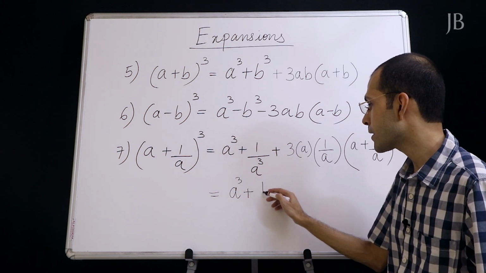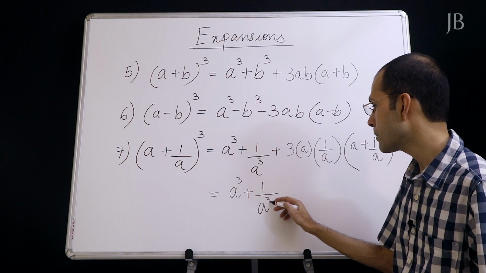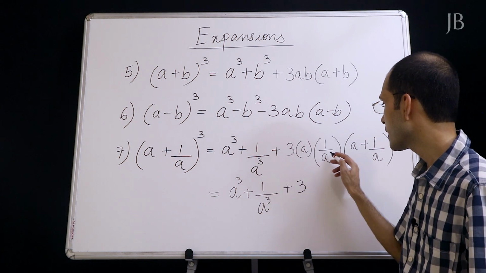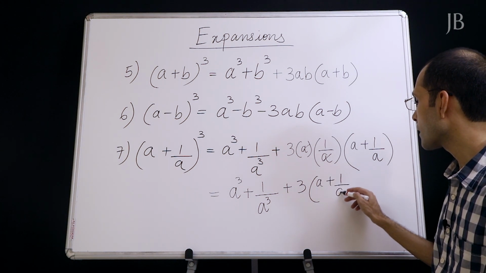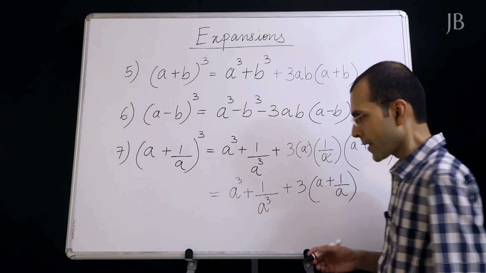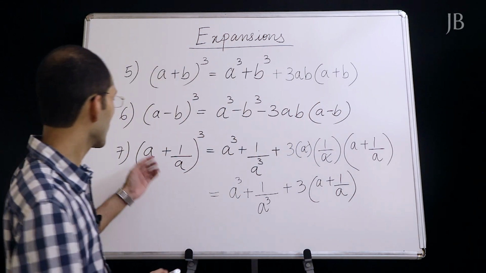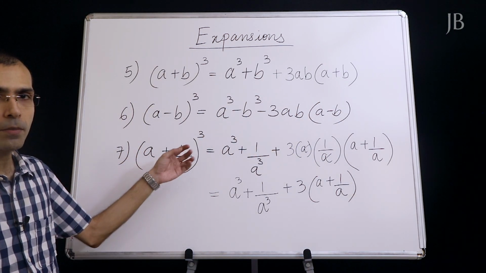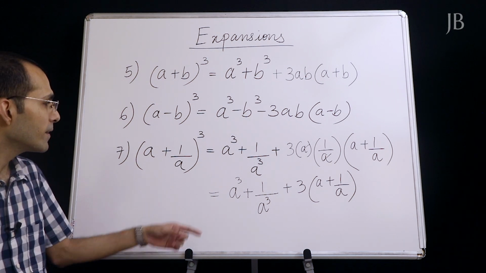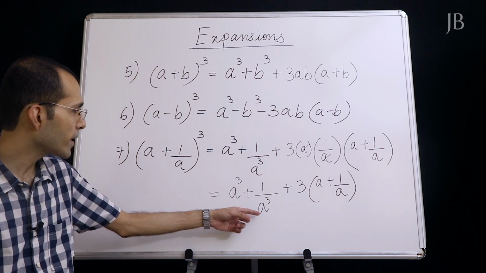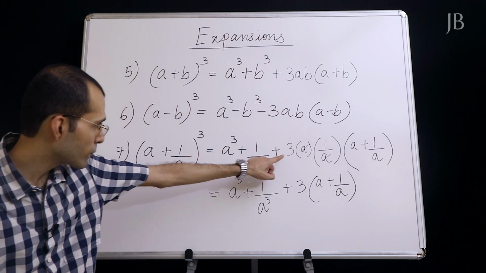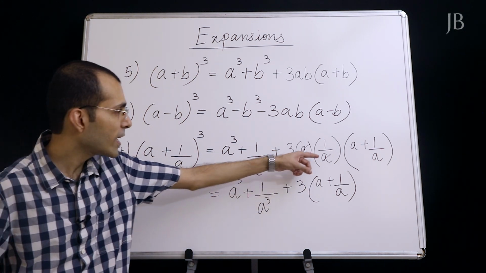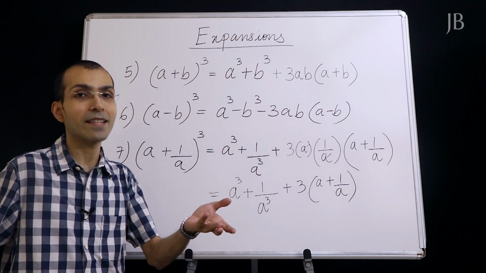It could be a cube plus 1 upon a cube plus 3 into a plus 1 upon a. So comfortable? So a plus 1 upon a the whole cube will finally result in a cube plus 1 upon a cube plus 3 into a plus 1 upon a. But always make a habit of showing this step. You know, every time it is not necessary that a and a will get cancelled.